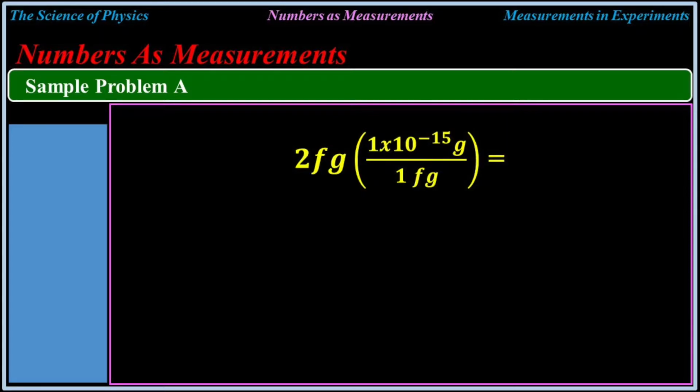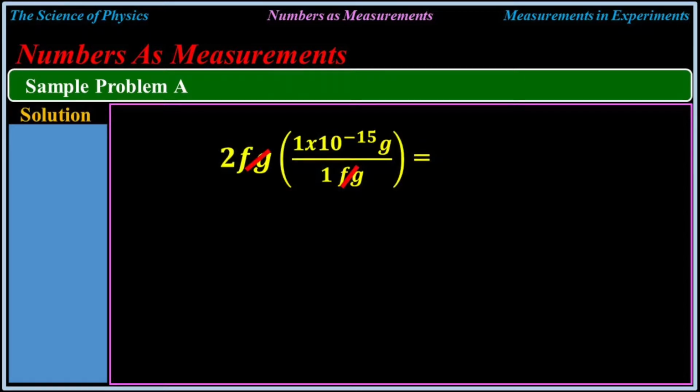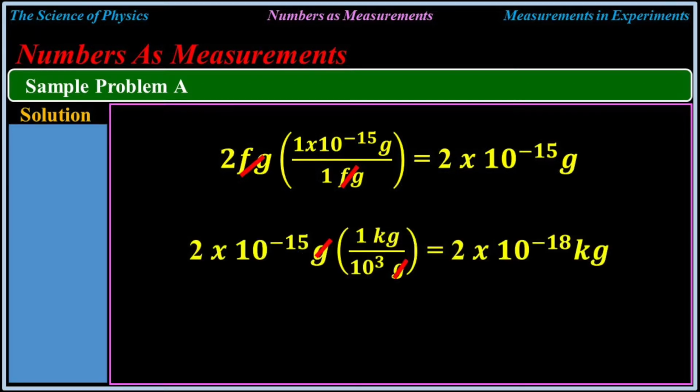So I divide by femtograms and I go to grams. So I'm going to use the expression that's going to have femtograms in the denominator. 1 times 10 to the negative 15 grams over 1 femtogram will give me 2 times 10 to the negative 15 grams. So then, after I get this answer, then I will divide by grams and go to kilograms. 1 kilogram divided by 10 to the third grams, which gives me 2 times 10 to the negative 18th kilograms. My answer is 2 times 10 to the negative 18 kilograms.